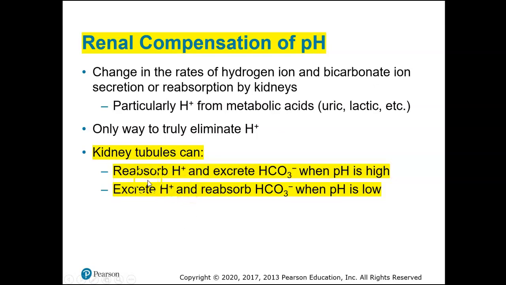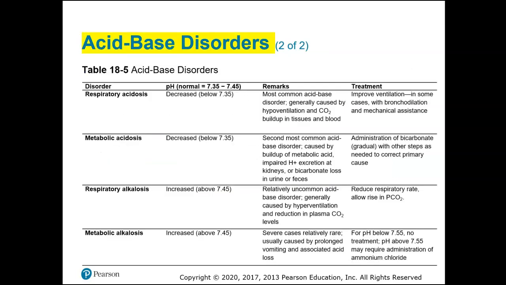So your kidney tubules can reabsorb hydrogen and excrete bicarbonate when the pH is high. That means reabsorb hydrogen into your blood, and that's going to cause your blood pH to lower. And release the bicarbonate, and bicarbonate is basic. So if you release it, that's going to also cause you to have lower pH. Then, when your pH is low, the kidney tubules will excrete hydrogen in the urine and reabsorb bicarbonate. So that will make your blood more basic and cause your pH to raise.